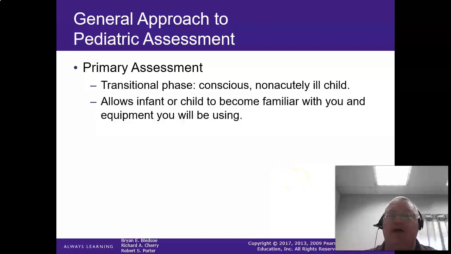Usually a conscious, non-acutely ill child, they transition, they will start to have more problems. So allow the infant to become familiar with you, okay? If they're not acute, let them feel you out, let them figure you out, okay? Sorry, guys. There we go.